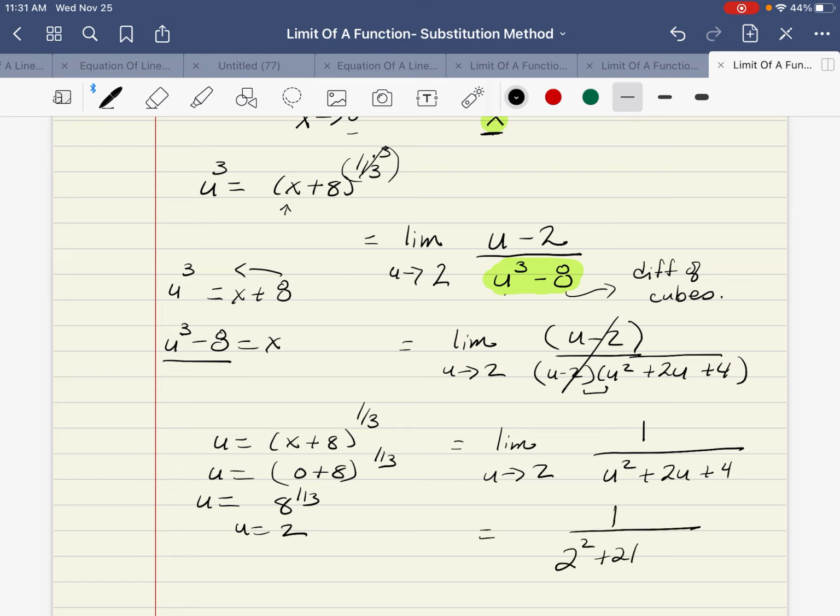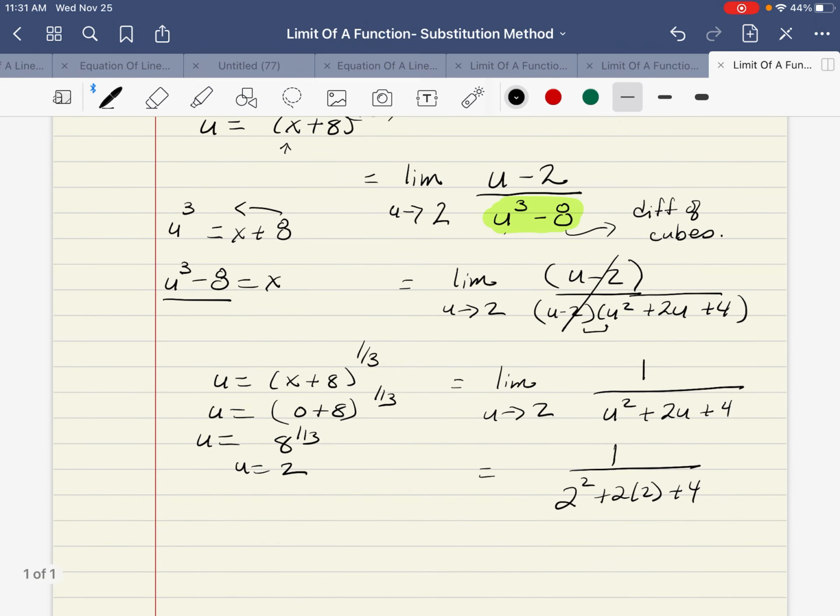2 squared plus 2 times 2 plus 4. So I believe that's going to work out to 1/12. So again, it is still the original function, but just by setting one portion of it equal to a different variable and rearranging the whole function around that one variable that you used, you were able to dress it up and make it a little bit easier to work with.